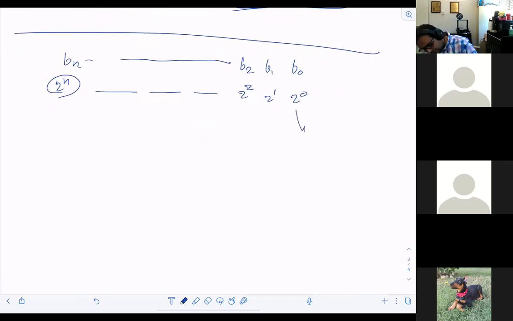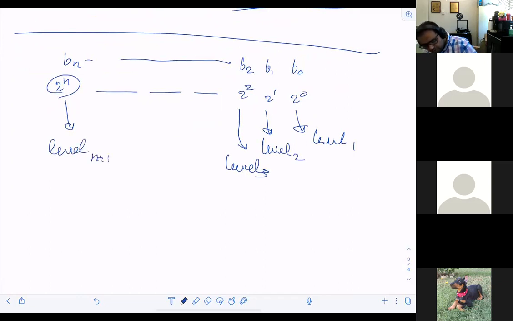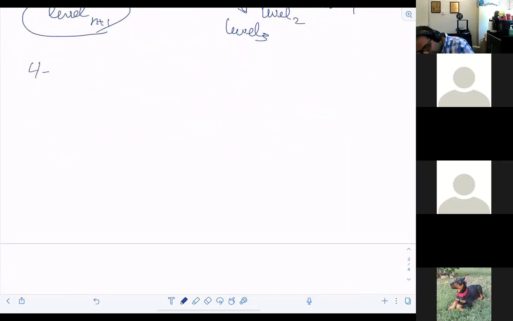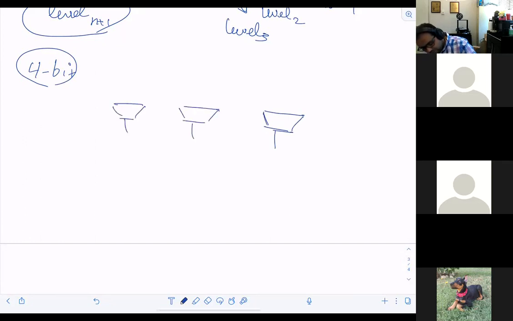So this actually belongs to level 1. This belongs to level 2. This belongs to level 3, this belongs to level n plus 1. What does it mean? I mean the following. If I want to shift 4 bits using a barrel shifter, we have to follow the steps, which is basically I have 4 multiplexers, as you can see here in the first level. Right? Then the second level has the same number, right?